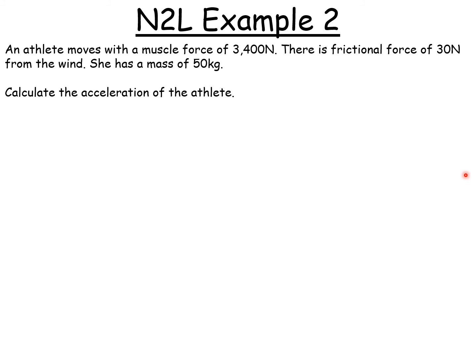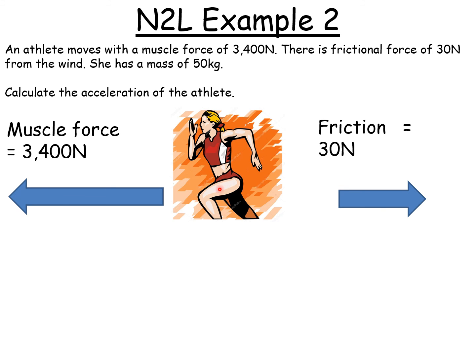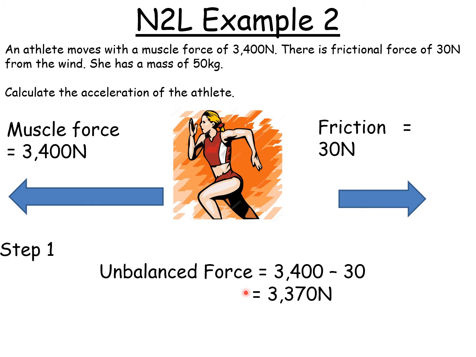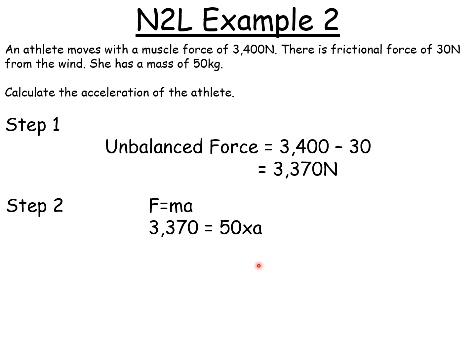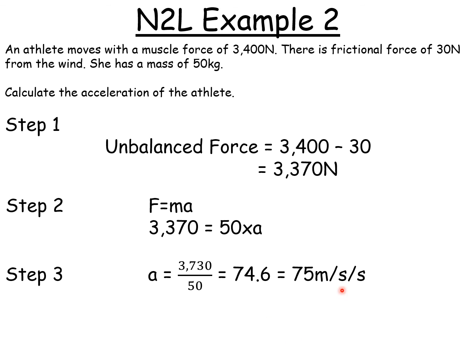So first of all, as I said, step 1, we draw a diagram. Now, I've not put the mass of the athlete in here, but you could do, and I would definitely recommend you do that. And then step 1, we work out the unbalanced force. So they're in opposite directions, so we subtract them, and we get the unbalanced force as 3,370 newtons. Step 2, we write down an equation for Newton's second law. We then plug in the numbers, and then step 3, we calculate the acceleration. And remember your units at the end. And that's it. Let's look at another example.